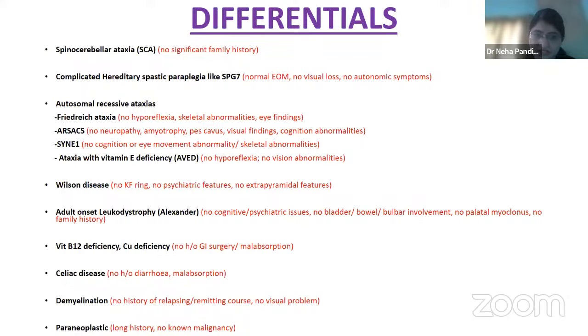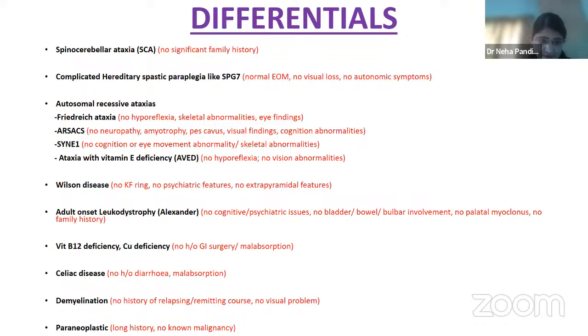Then in RSECs, we usually see neuropathy, amyotrophy, and cognition abnormalities, which were not in our case. Then sign 1, again there can be cognition abnormalities, and eye movement can be abnormal. Then AVID has hyporeflexia and vision abnormalities, which were not in our case. Wilson was also kept in the differential because it is treatable, but there was no KF ring, no psychiatric features, and no extrapyramidal features.